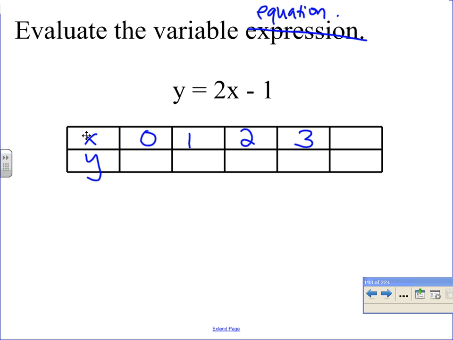All right, how do we do this? So we have an equation. We have some x values. How do we find the y values? You okay? Okay. No. How do we do this, Emma?